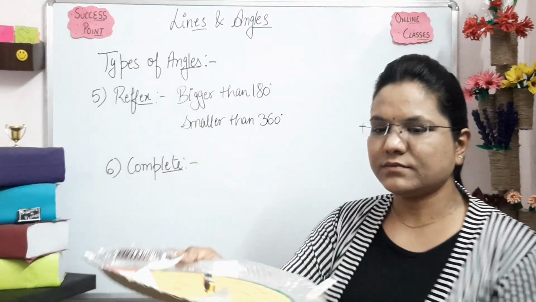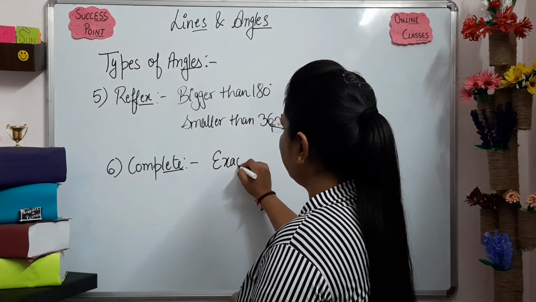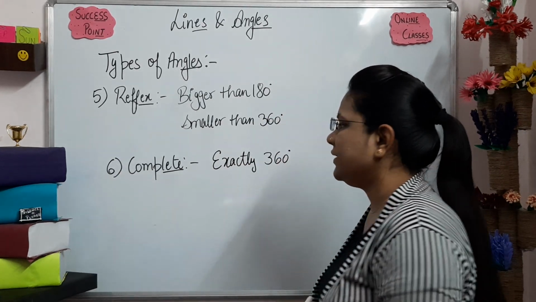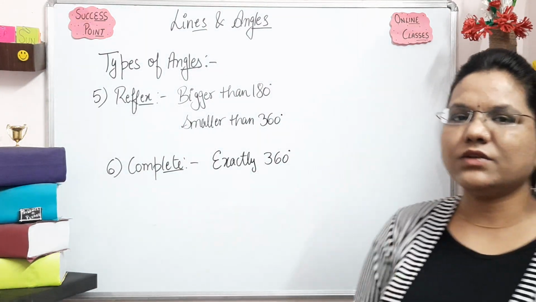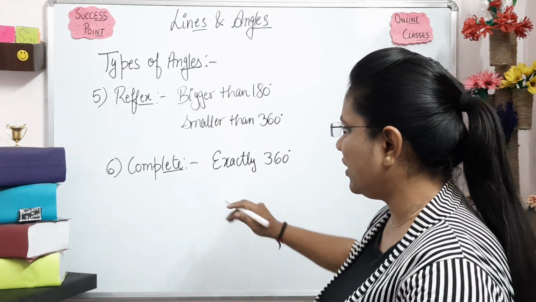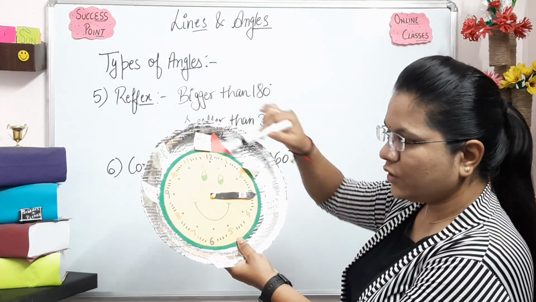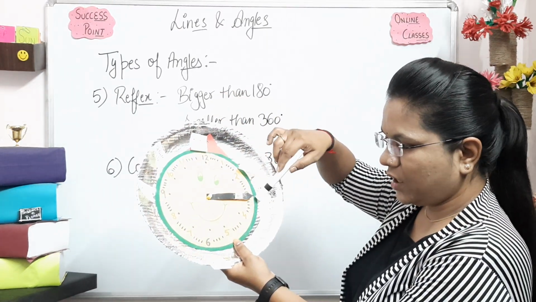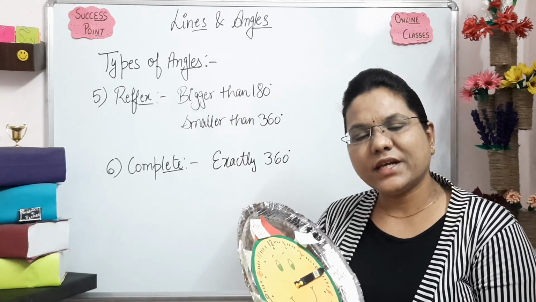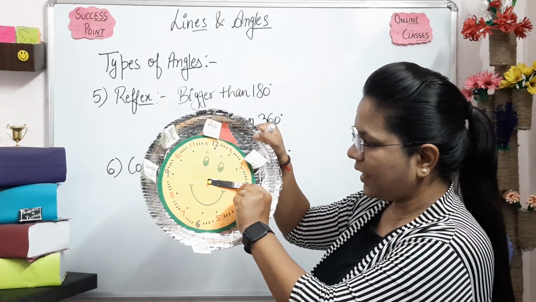Okay? So exactly 360 degrees. But sometimes we also call it 0 degree. But 0 degree means it has not even started. Okay? So complete angle we will say from 0 degrees to completing a round, then we will call it complete angle. Okay. So let's take a revision of all types of angle starting from the acute angle.